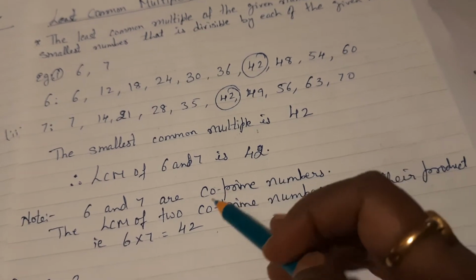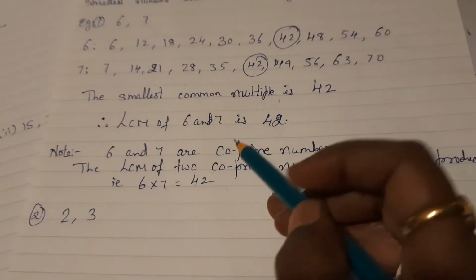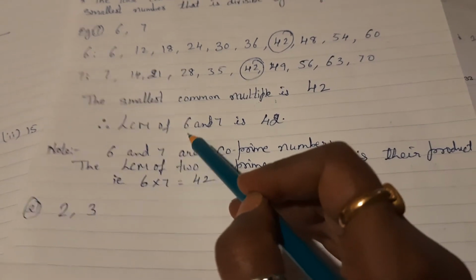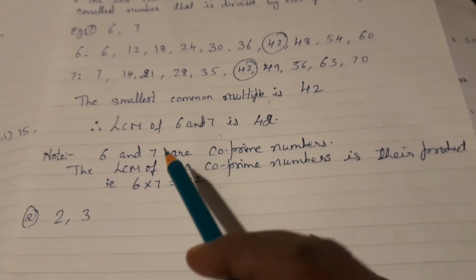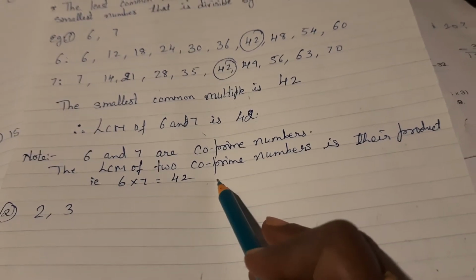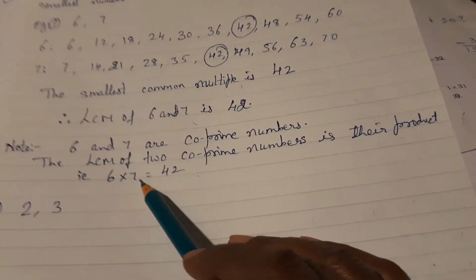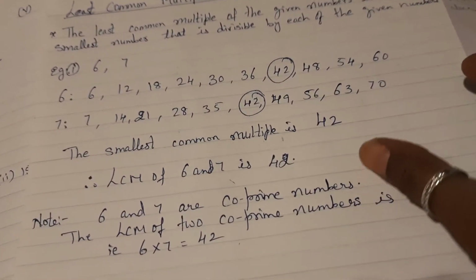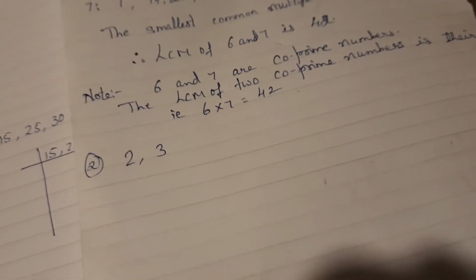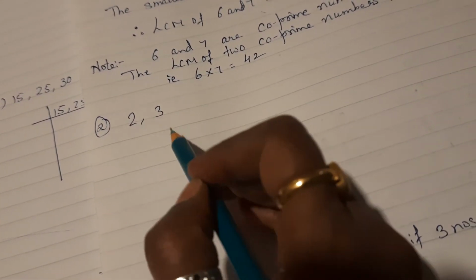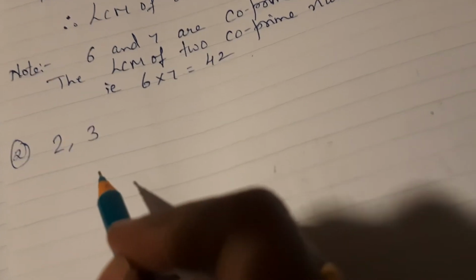So whenever it's a co-prime number, there is no need to write these multiples. You can directly find out the LCM by multiplying them. So 6 and 7 are co-prime numbers. The LCM of two co-prime numbers is their product. That means when you multiply them, you get the LCM, children. Now see, for example, second example, I'll show you 2 and 3. These are also co-prime numbers. You all know what co-prime numbers are. I had explained in the last video.